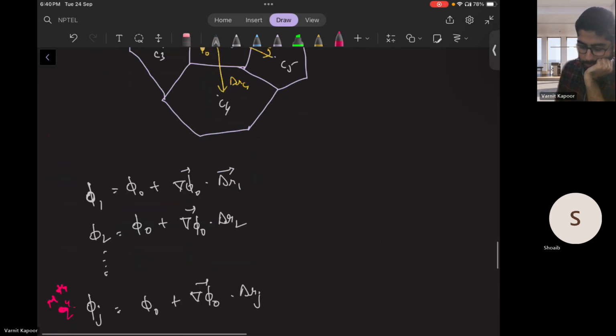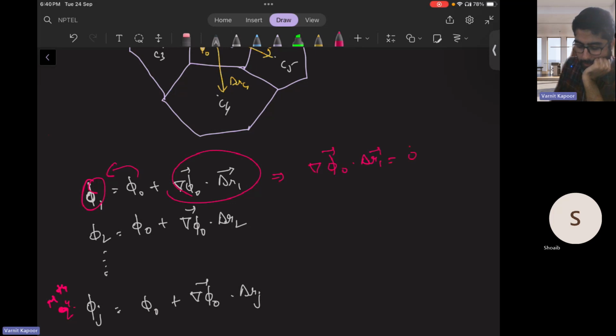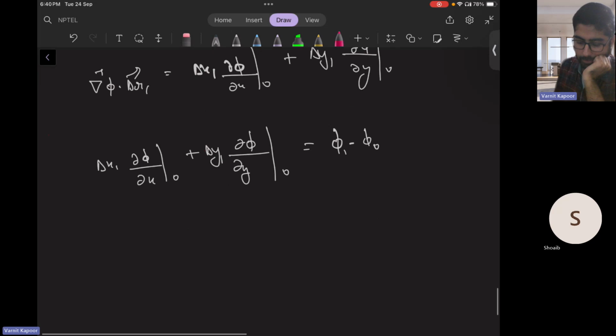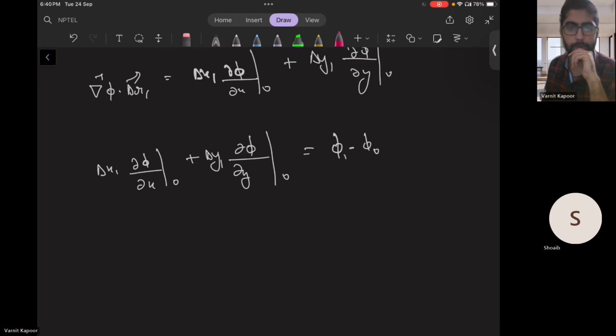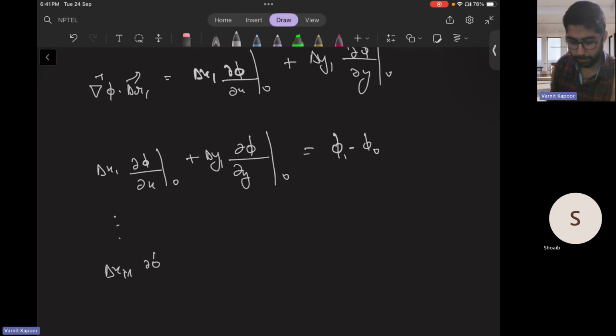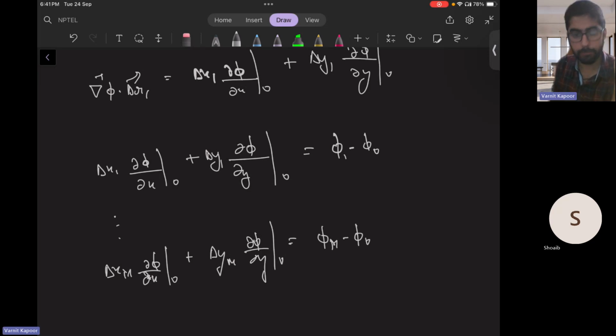Simple. This dot product can be written as this. So gradient of phi naught dot delta R1 can be written as phi 1 minus phi naught, which is the right hand side term. Okay. Similarly, for each and every term, you will write. So delta x up till delta y for the mth equation: dou phi by dou x naught delta x m plus dou phi by dou y naught delta y m is equal to phi m minus phi naught. Okay, correct.